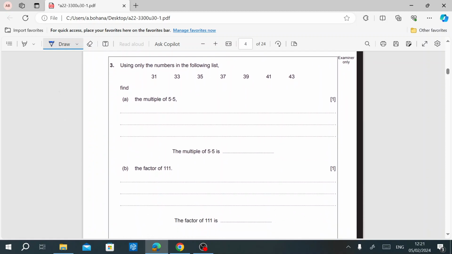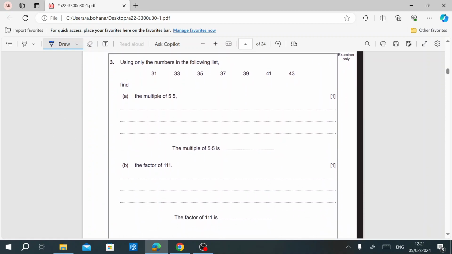Moving on, using only the numbers in the following list, find the multiple of 5.5. So basically, 5.5 plus 5.5 is equal to 10 there, carry 1, so that's 11. So if you were to do multiples of 11, that answer would be 33, because obviously if 11 can go into 33, then so can 5.5, because 5.5 could go exactly into 11, okay? So the multiple of 5.5 is 33.